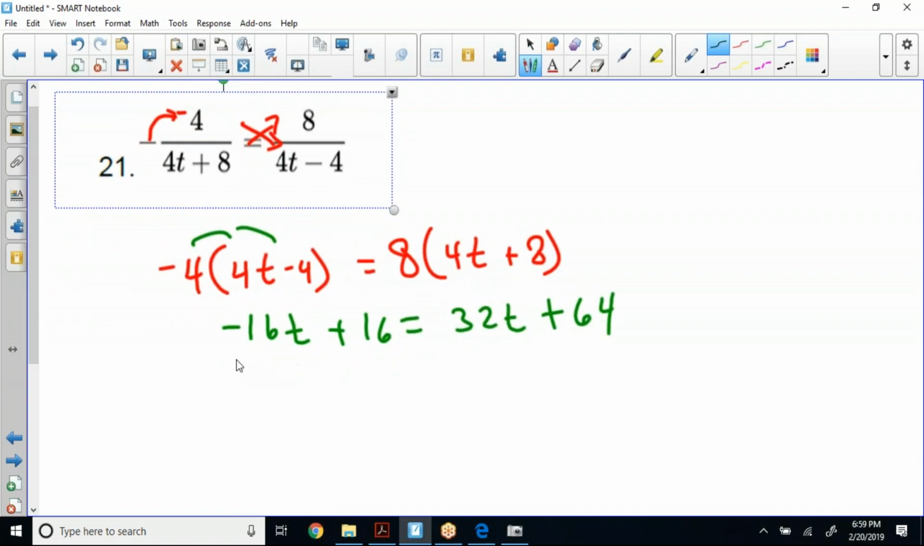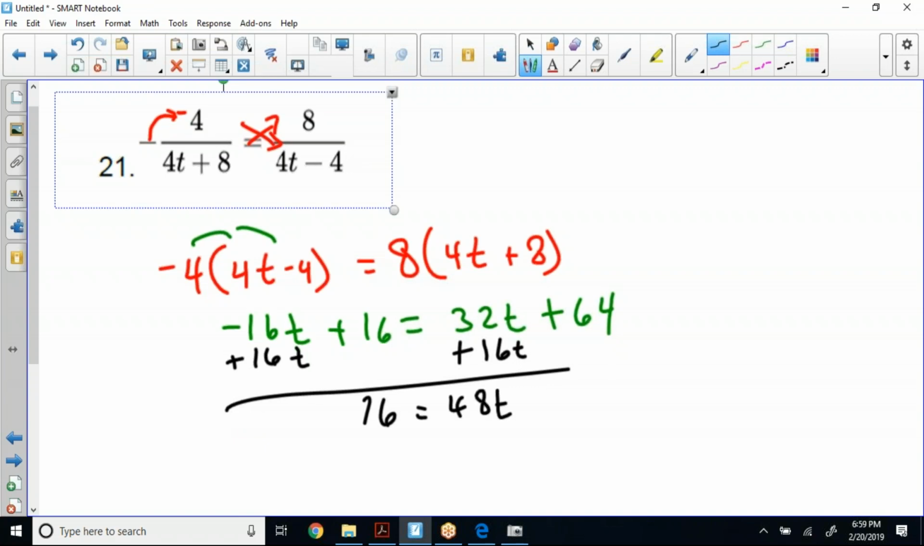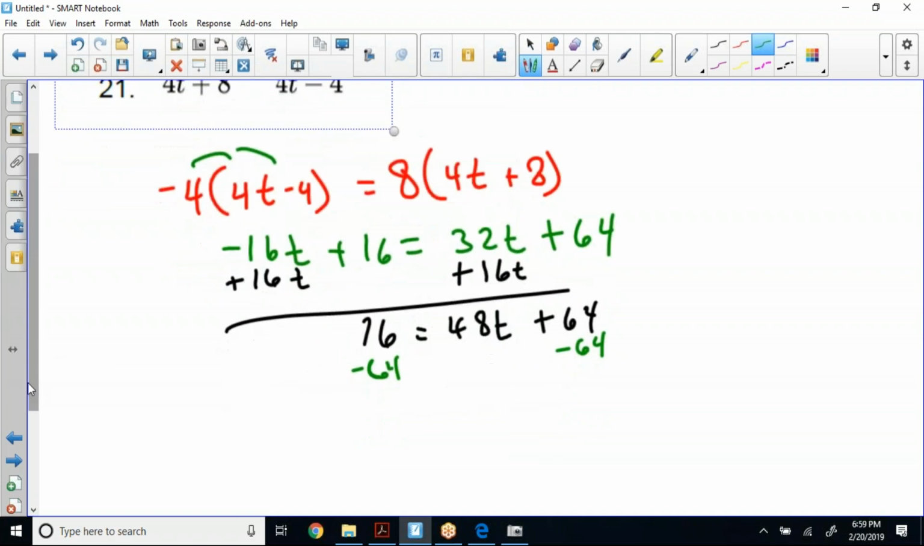And now it's just a matter of solving an equation, right? 48t plus 64. And of course, if I move that over, that should give me 48, right? I think. Yeah, negative 48 equals 48t. And of course, divide by 48.